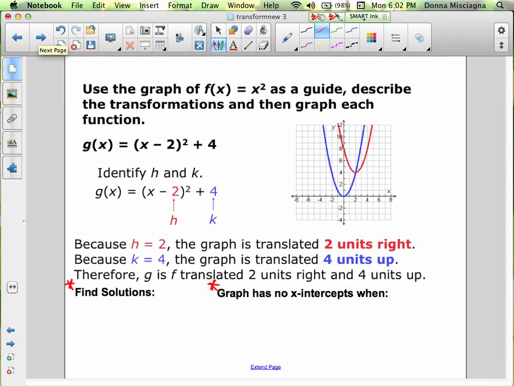Use the graph of f of x equals x squared as a guide, describe the transformations, and then graph the function. So you have to kind of pretend the graph's not there. If we were actually doing this instead of having it on the board already, first we would identify the transformations and then we would graph. So let's take a look at this equation. g of x equals (x - 2)^2 + 4. We see the minus, so that means x minus a positive 2.